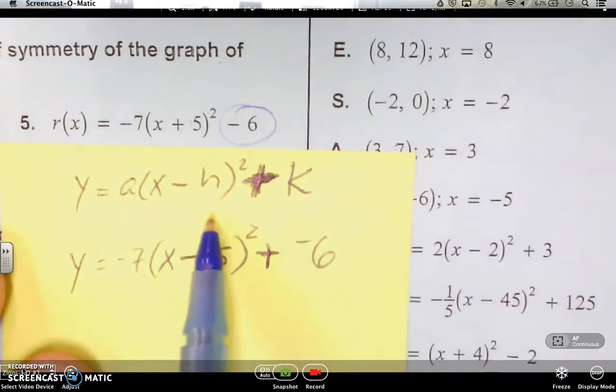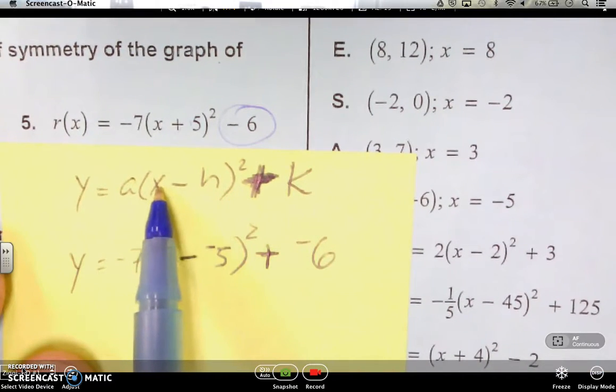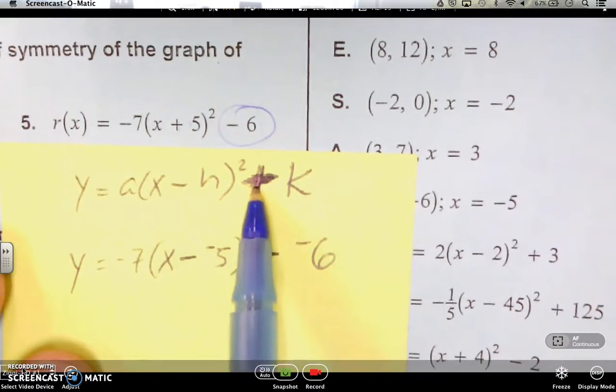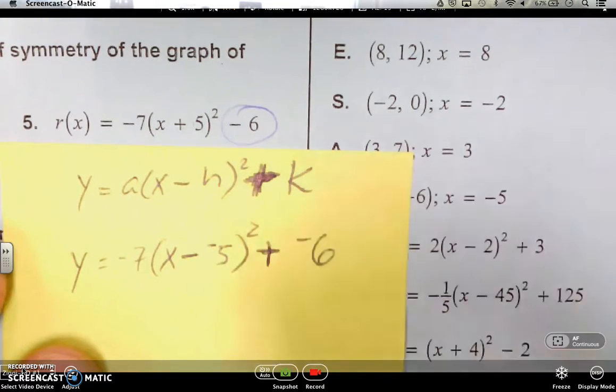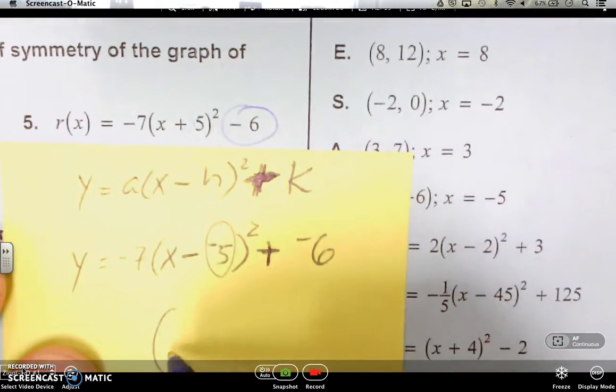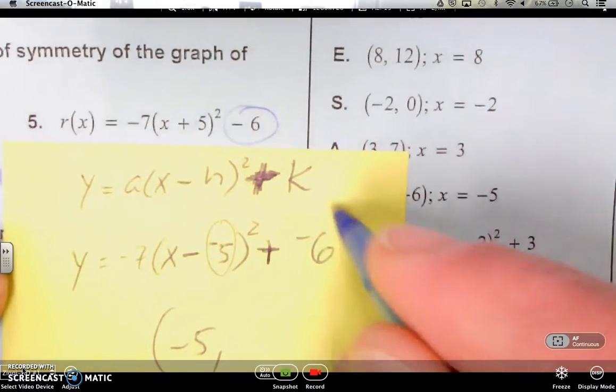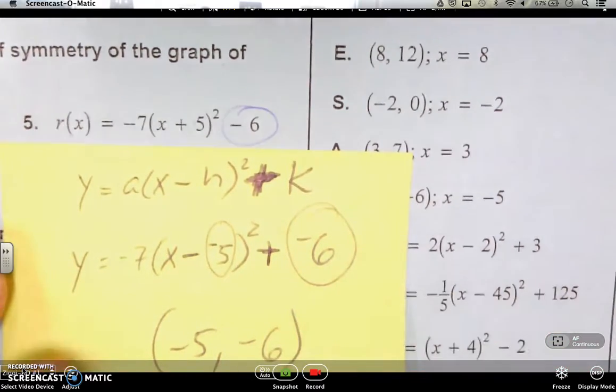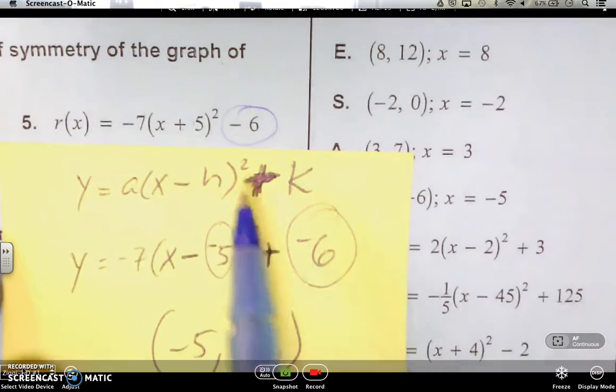Okay. So all I'm trying to do here is just have my form match this. So it's x minus something, and then plus something at the end. So the minus something, that's our x-coordinate of our vertex, and the thing here at the end, that's our y-coordinate for our vertex. This is important.